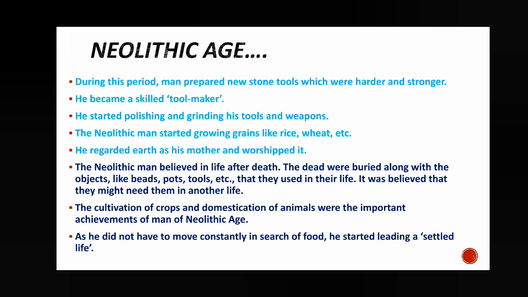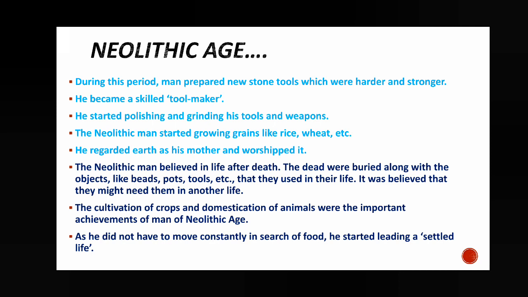Now come to the next age, called Neolithic. Neo means new stone age. During this period, man prepared new stone tools, more developed tools, which were harder and stronger. He became a skilled tool maker. Neolithic men were more developed, more experienced, more knowledgeable. That's why they made new types of tools which were harder and stronger, and were called skilled tool makers.